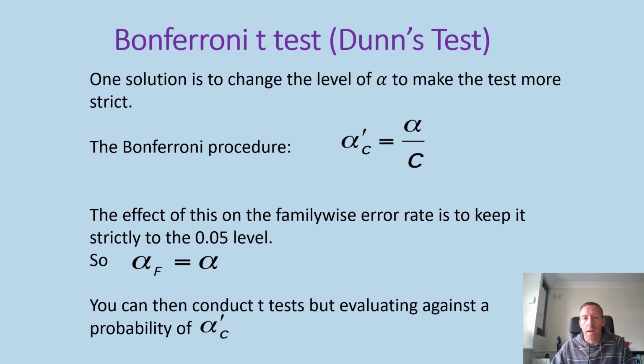Okay. So essentially, you adjust your significance level when you're doing your multiple post hoc tests, and then you conduct whatever your t-tests are and evaluate them against this new level of alpha. Okay.